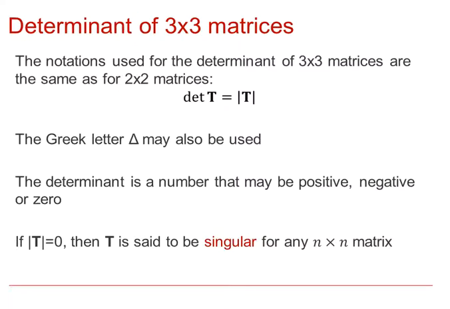The notations used for the determinant of 3x3 matrices are the same as for 2x2 matrices, in other words, det T, or what looks like the modulus of T. The Greek letter delta may also be used. Remember that the determinant is a number that may be positive, negative, or 0. If det T is 0, then T is said to be singular for any size of square matrix, sometimes known as an n by n matrix.